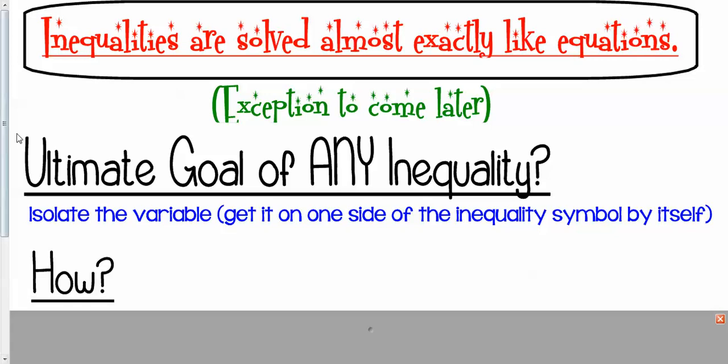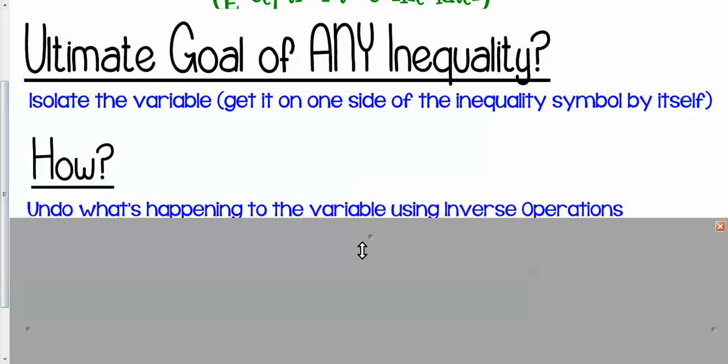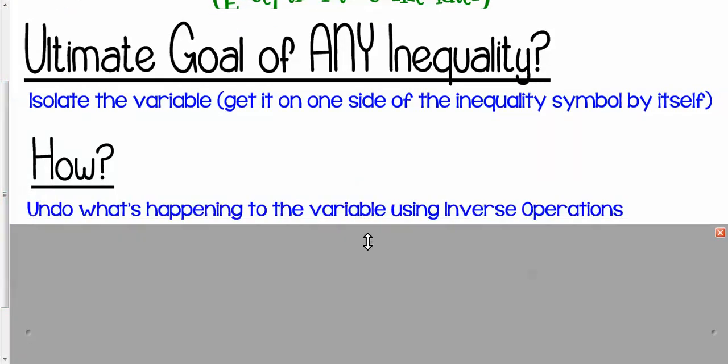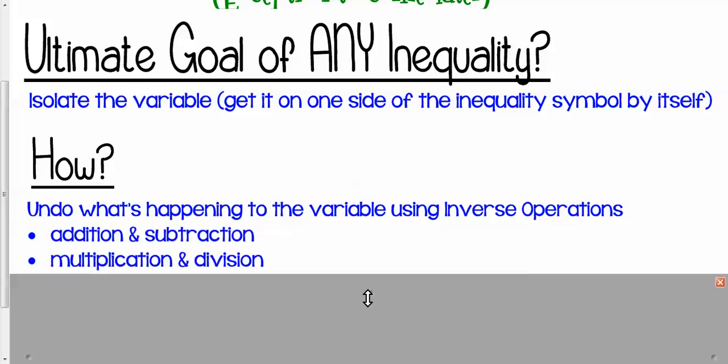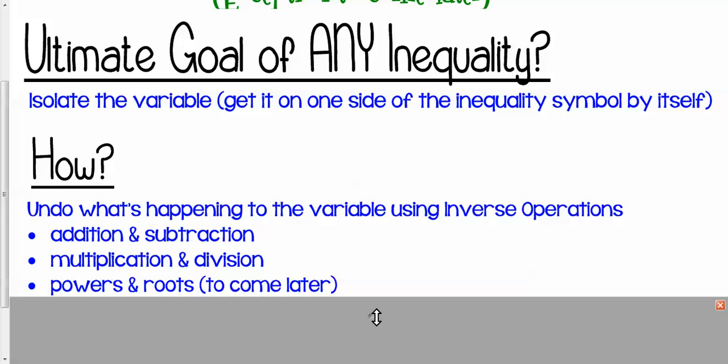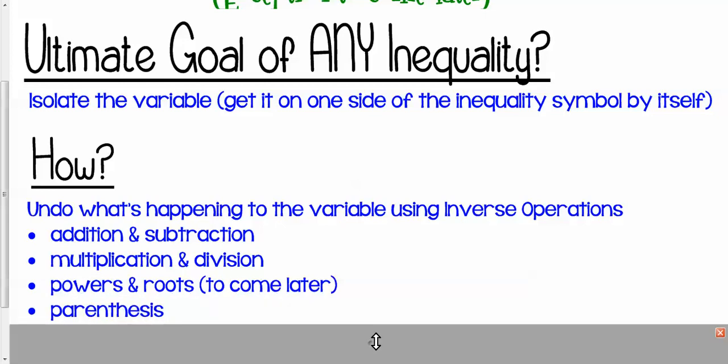The how for this is still to undo what's happening to the variable using inverse operations. Start with addition and subtraction, then undo multiplication and division. Any powers or roots will come later, and then parentheses, you're going to undo those.